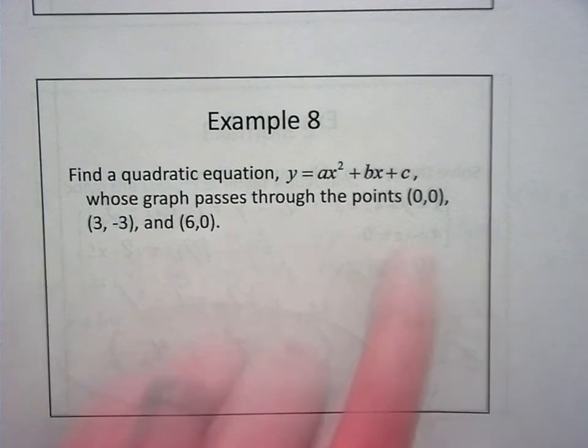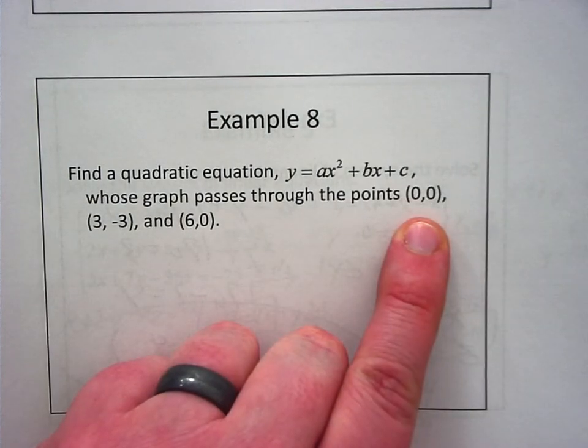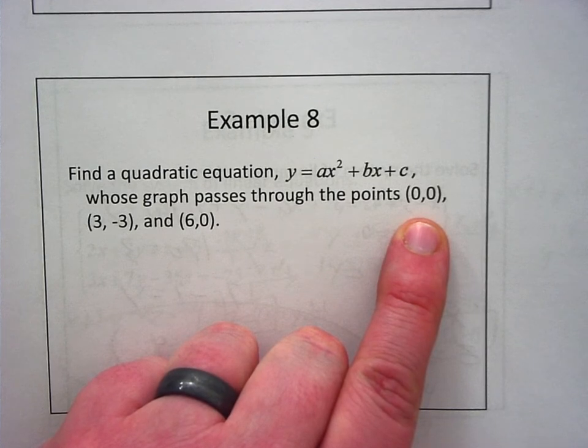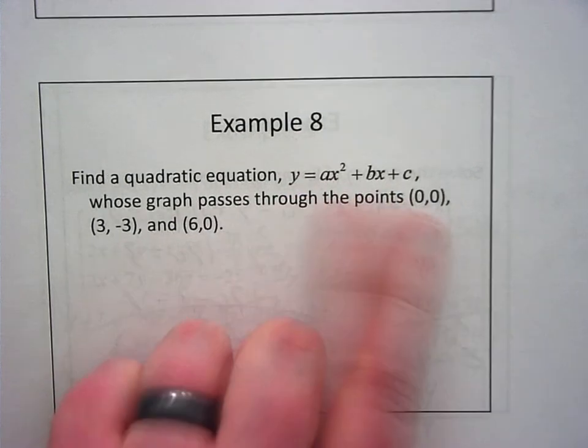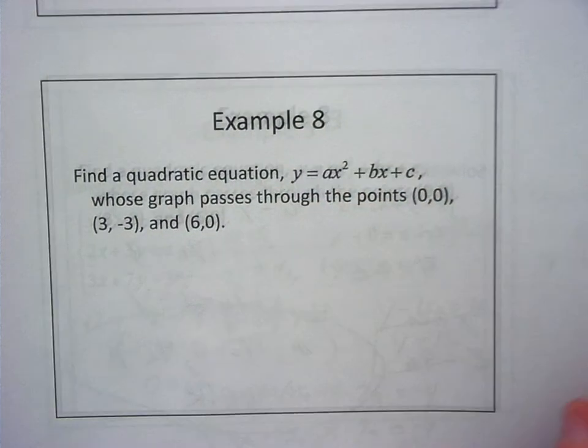This one's really easy because of the 0, 0 here. If I plug in 0, 0, what am I going to get? C equals what? 0. Because the a will be gone, the b will be gone, the y will be gone. It's just c equals 0. Okay. Not going to solve that all the way out.